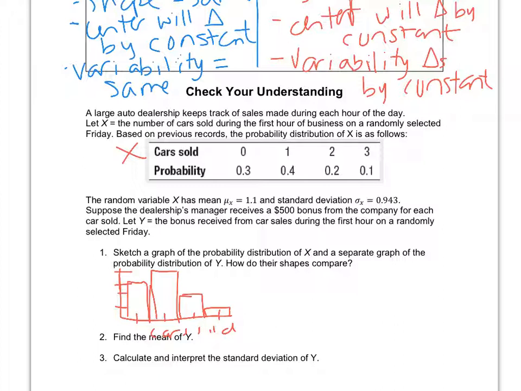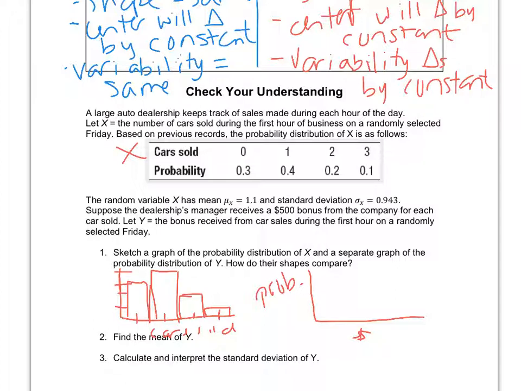And so it also asks to draw a separate graph of the probability distribution of Y. Well, my probability distribution of Y, so this is the money he's going to earn in the bonuses, right? He earns a $500 bonus from the company for each car sold. So basically, we're adding $500 to him for each car that is sold.